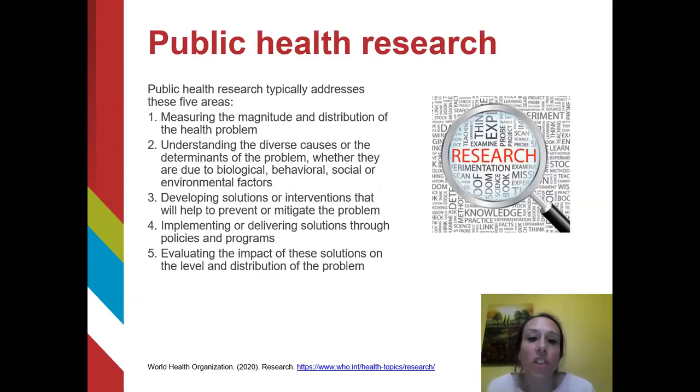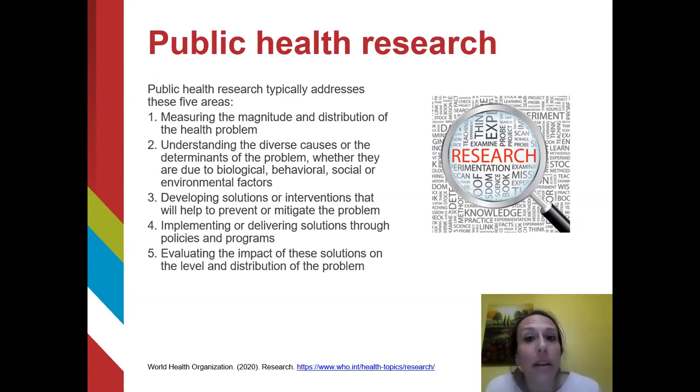Public health research generally addresses one of these 5 areas. First, it may measure or assess the problem. So we do a lot of surveillance type of work. Second, it might be to explain or understand what are some of the causes or determinants of the problem, and trying to figure out if they're biological or related to the environment or related to social factors. And so trying to think of the risk factor analysis.